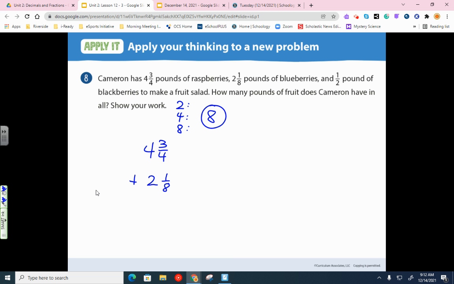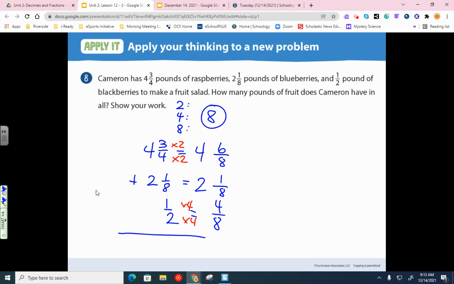It's 4 3/4 plus 2 1/8 plus 1/2. All right. Let's see. 4 times 2 gives me 8. 3 times 2 gives me 6. This already has an 8, so we don't convert anything. 2 times 4. Okay. Let's add up our fractions. We have 4 plus 1 is 5/8. Plus 6 is 11/8.